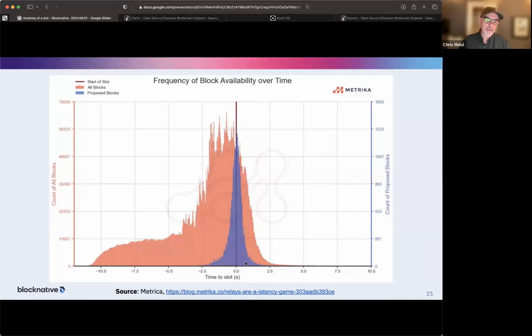But there's also a lot of actors that are going to be waiting until very late. So you can see people are like 2.5 seconds in. There's still a few people that are waiting to propose until then, and really taking their chances with propagation delays. So that's the general distribution of block availability over time relative to that slot boundary. You can call it the T0 or the T12, whichever your preference is.